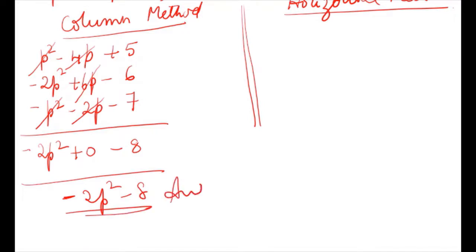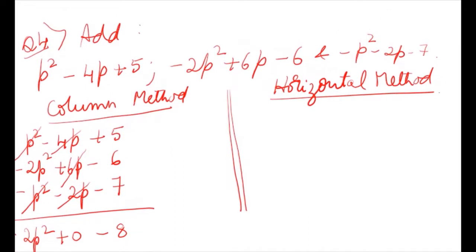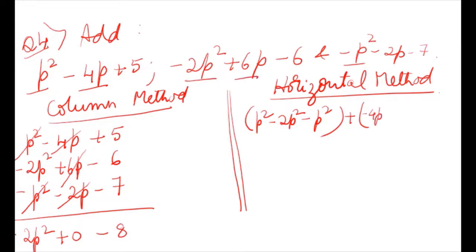That is your answer. Okay, now let us do in horizontal method. That is by putting similar terms in one bracket. So here p square, then we have minus 2p square, then we have minus p square, then plus minus 4p, plus 6p, minus 2p, then plus 5 minus 6 minus 7.